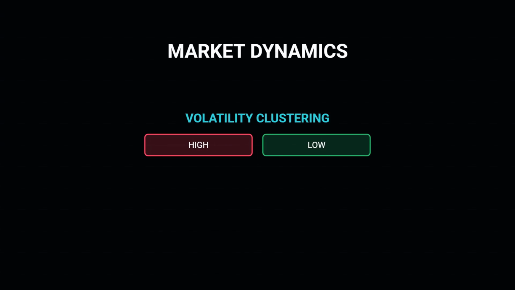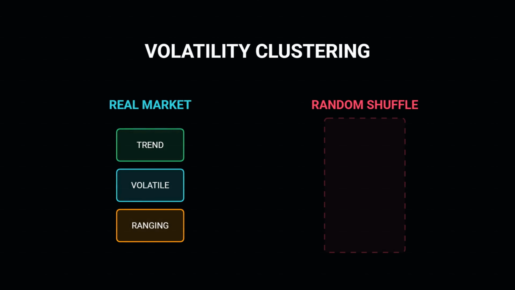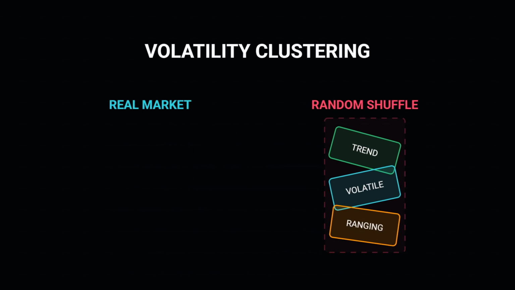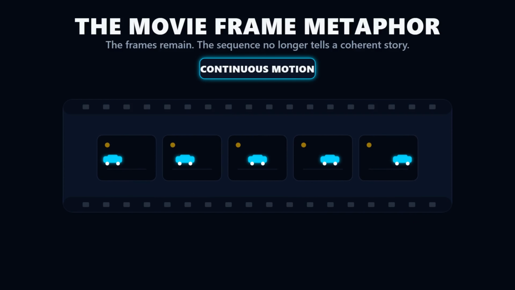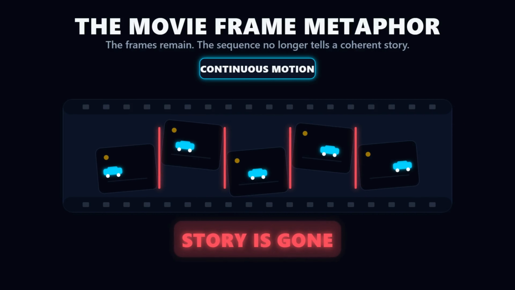The same thing happens with market regimes. A trending market behaves differently from a ranging market. A high interest rate environment behaves differently from a low interest rate environment. And strategies often perform differently depending on these conditions. But when you randomly shuffle every single trade, you break these relationships. You separate trades that originally happened together, and this creates a problem because the simulation becomes more random than the market itself. It's kind of like taking a movie and mixing every single frame randomly. All the individual frames are still there, but the story is gone. And that's exactly why another method becomes interesting.